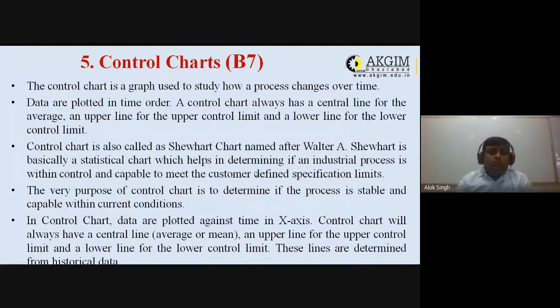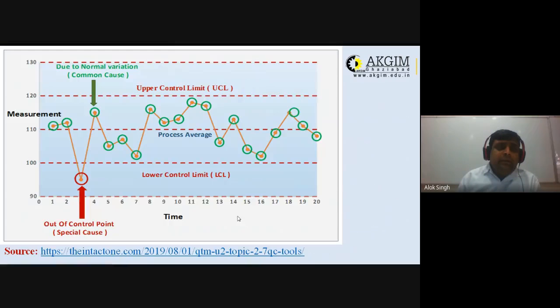What is a control chart? Basically, it is a graph used to study how the process changes over time. Like what is the mean, and the upper controllable limit, lower controllable limit, and you will map the process over there. The data are plotted in time order, and a control chart always has a central line for the average, an upper line for the upper control limit, and a lower line for the lower controllable limit. Here is the example.